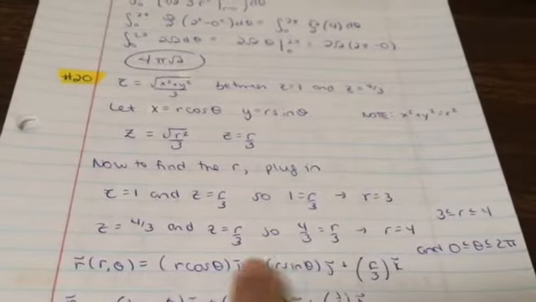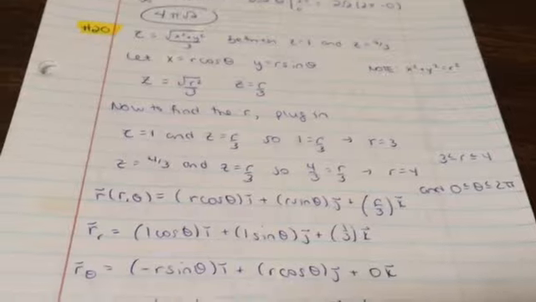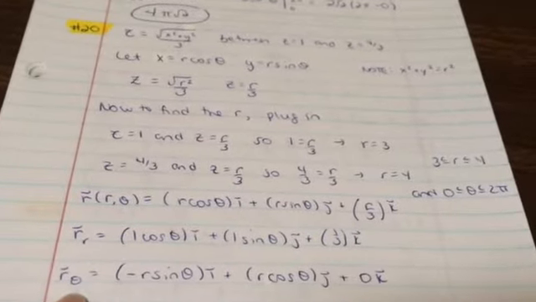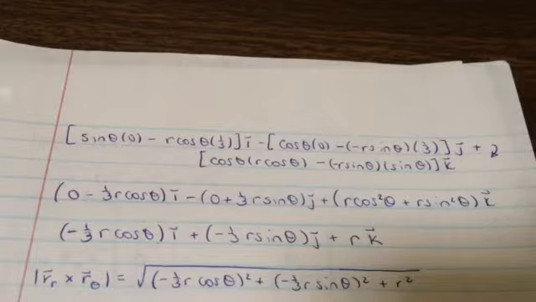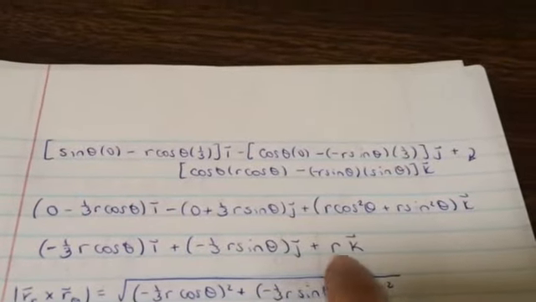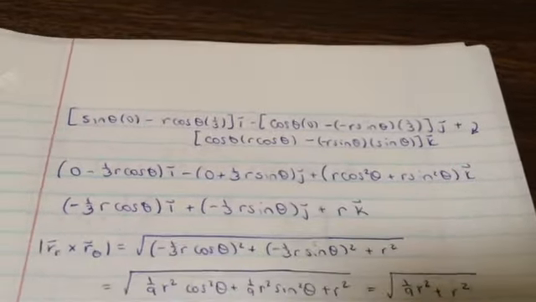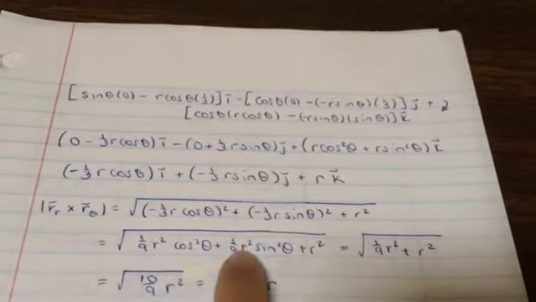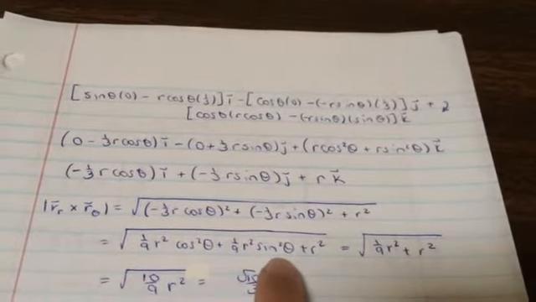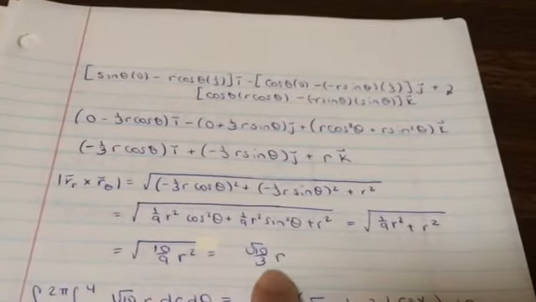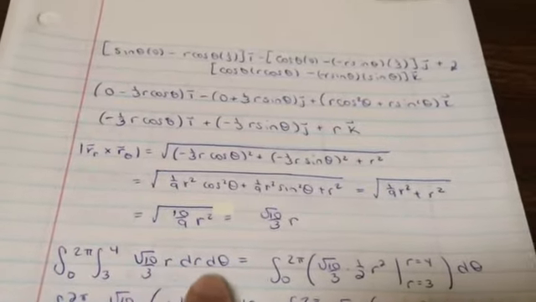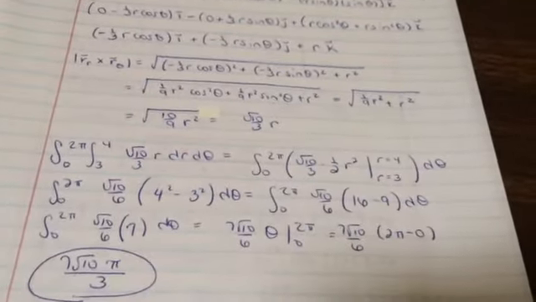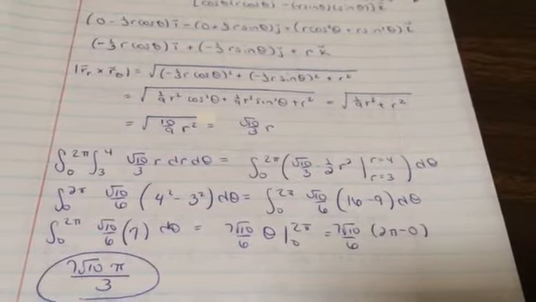So here's my r, here's the x, here's the y, here's the z. I need both of the derivatives. Here's the partial with respect to r, here's the partial with respect to theta. Set it up for the cross product in the 3 by 3 determinant. Do the cross product, and so this is my cross product. Then I'm going to do the magnitude. So factor out the 1/9 r squared, cosine squared plus sine squared is 1, add those together. And so this is my magnitude. Okay, so I had my bounds on the previous page. Here's my function I just found. dr d theta, integrate, and you should get 7 square root of 10 pi over 3.